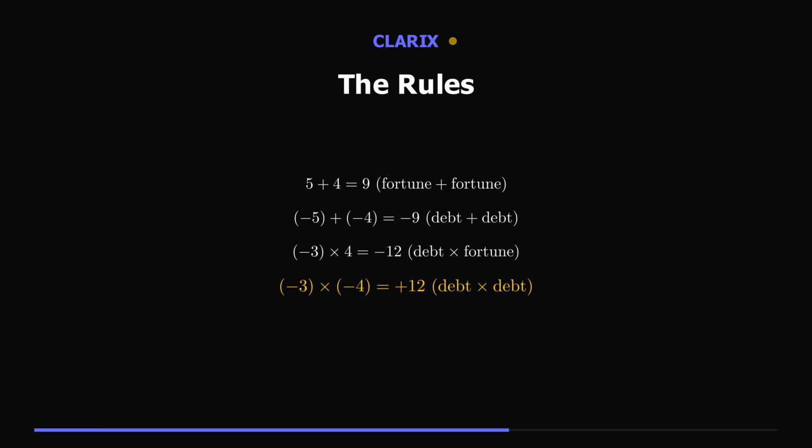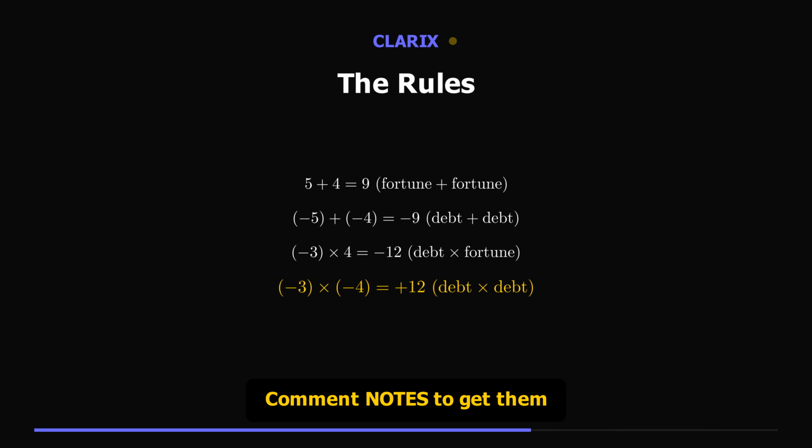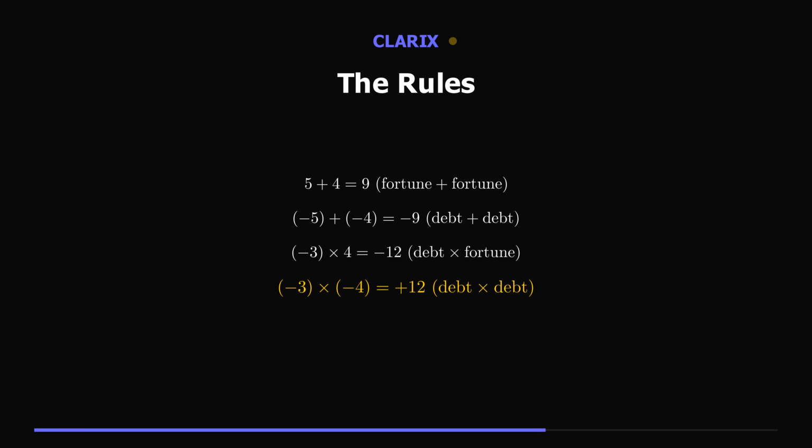And here's the one that trips people up. A debt times a debt is a fortune. Negative 3 times negative 4 is positive 12. Think of it as removing 4 debts of 3 each. Taking away debt makes you richer, so the result is positive.